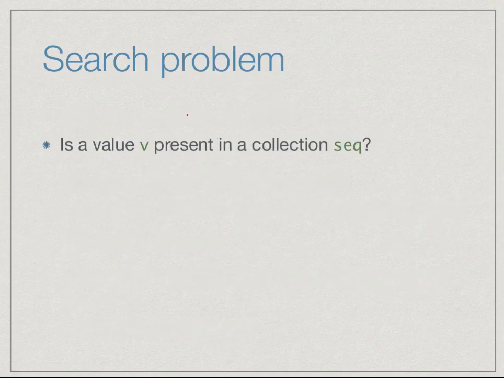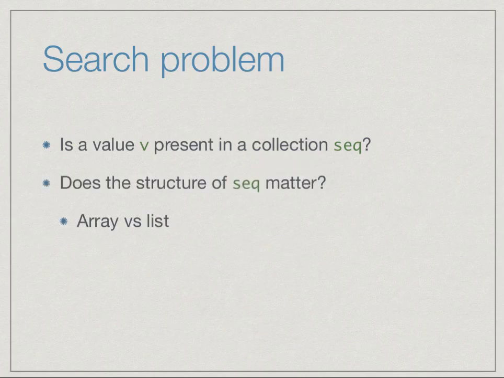So the problem we are interested in is to find out whether a value v is present in a collection, or we can even call it a sequence to be more precise, which we call seq. So we have a sequence of values, we want to check whether a given value is there or not. For instance, we might be looking at the list of roll numbers of people who have been selected for a program. We want to check whether our roll number is there or not.